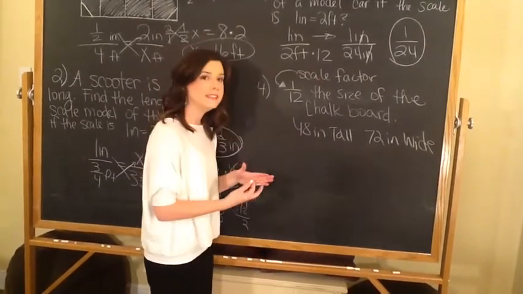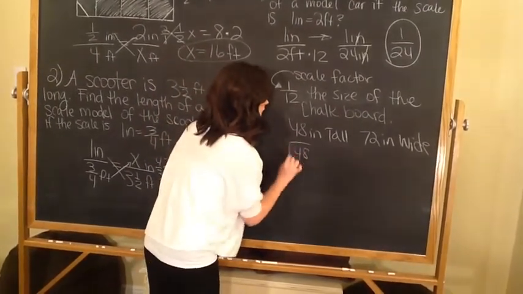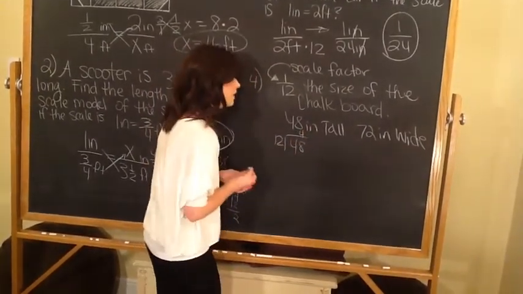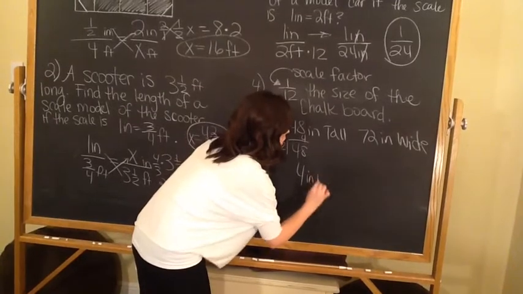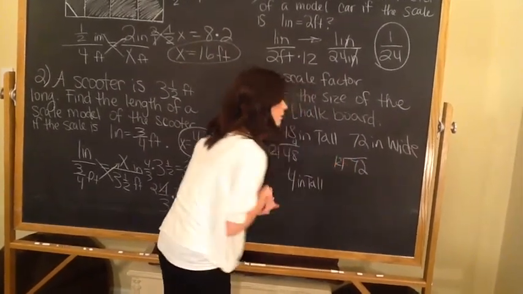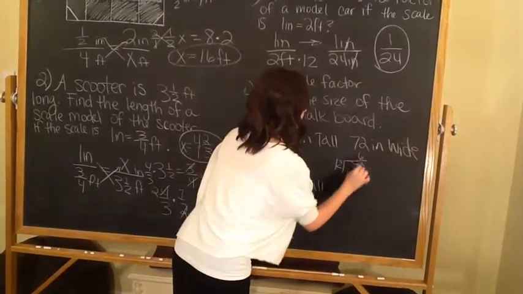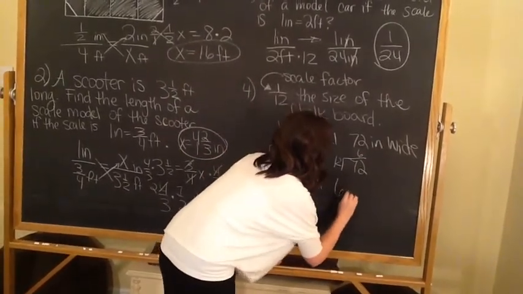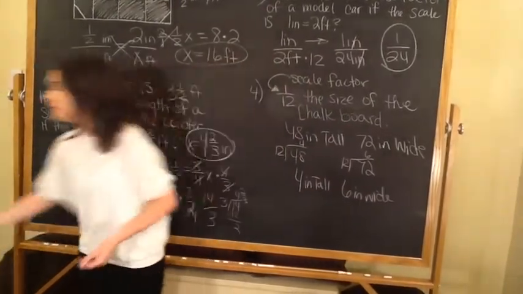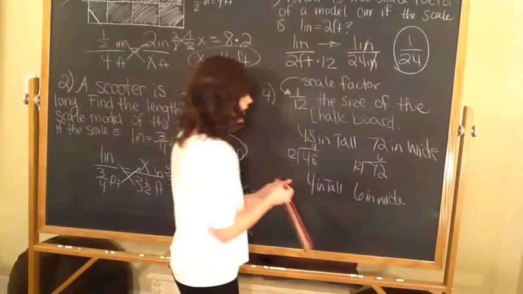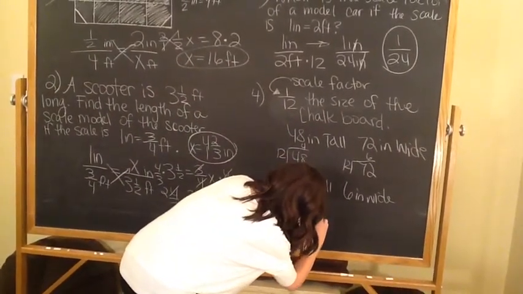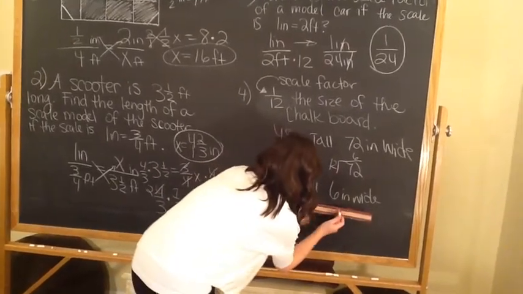So we're going to go ahead and shrink it down. So if I did 48 divided by 12, we are going to be left with 4. So that means it's going to be 4 inches tall in our drawing. And then if I did 72 divided by 12, I'm going to go ahead and get 6 inches wide. Alright, so now let's go ahead and make our sketch. I'm going to get my ruler, and I'm going to go ahead and measure 4 inches tall. So it's going to be about here. And then we have 6 inches wide.